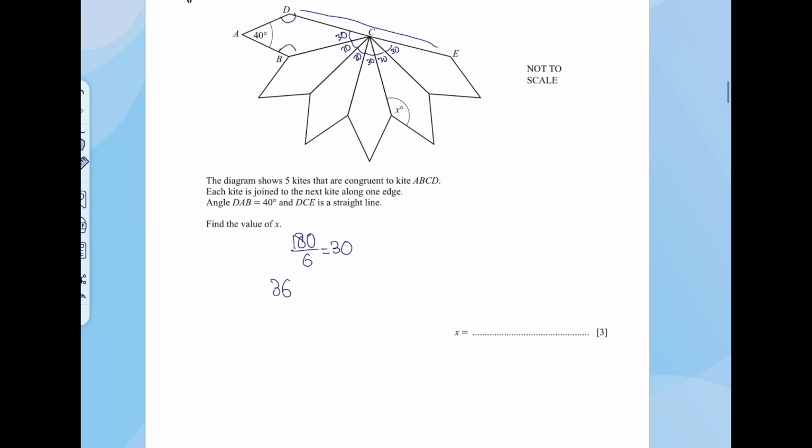If you do 360 minus 40 plus 30, that's basically 360 minus 40, 40 plus 30. That's going to give you 290. So x would be, since x is just asking for 1, 290 divided by 2. That gives you 145. Alright, so x would be 145.